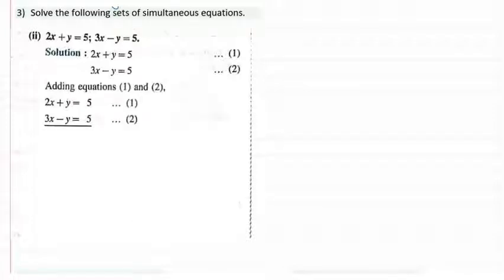So now we are going to add equation 1 and 2. So when we add equation 1 and 2, like terms get added with like terms. So 2x plus 3x will be 5x. Plus y minus y gets cancelled. So in LHS we have 5x. Y goes away, is equal to, in RHS 5 plus 5 will be 10.